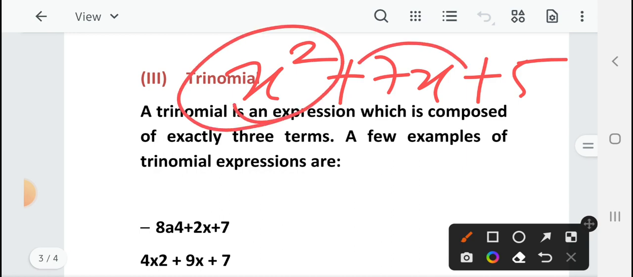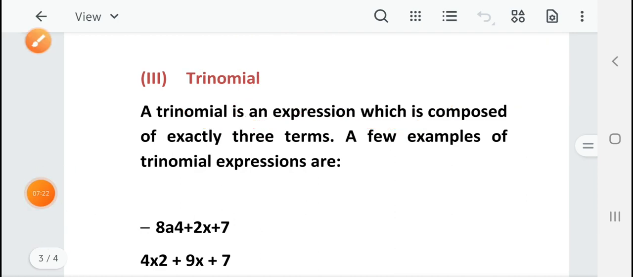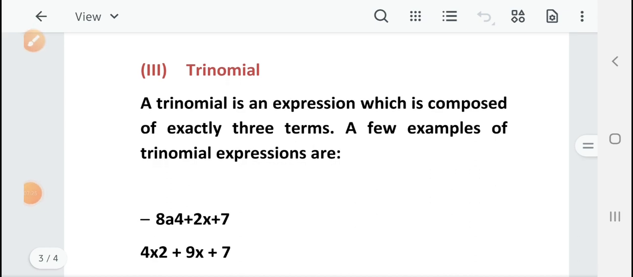x square is one term, 7x is another term, and 5 is another term. So there are three terms. So in this case this kind of polynomial will be called a trinomial. And for more than three terms, you can generally name it a polynomial.